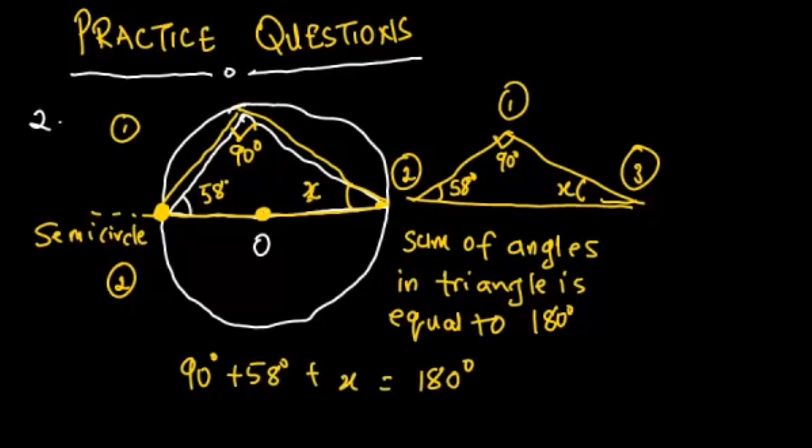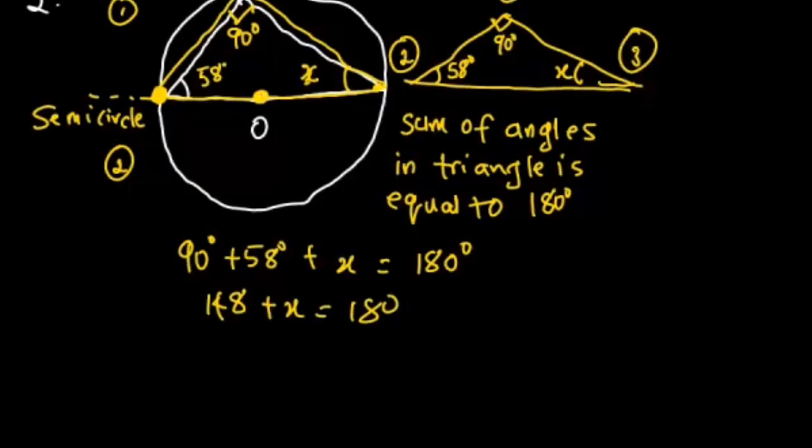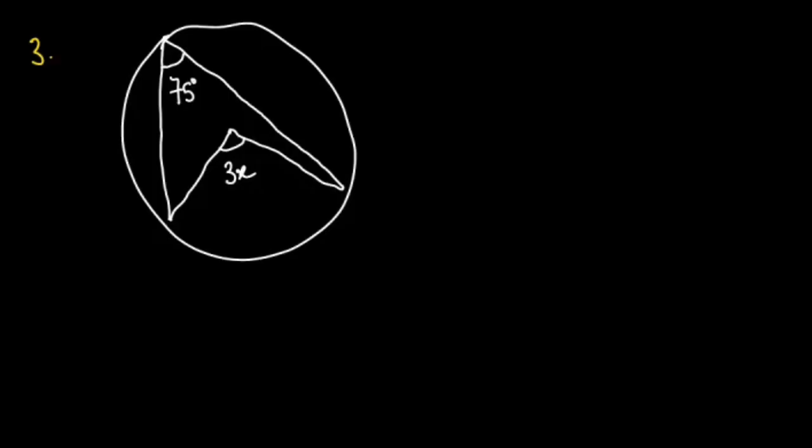So 90 plus 58 is 148, plus x is equal to 180. So when we collect like terms, x will be equal to 180 minus 148. So therefore, x is equal to 32 degrees. So in this question, the value of x, which is your unknown angle, is 32 degrees. So in the third question, we have this circle.